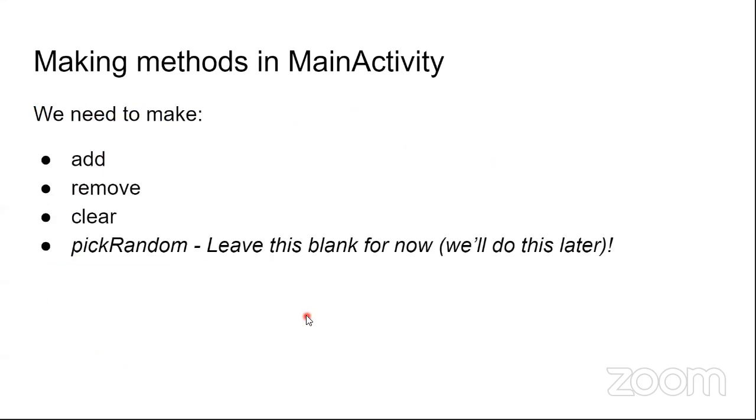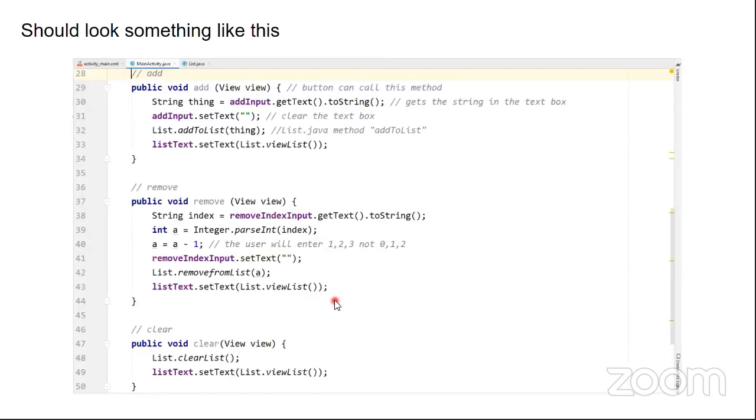So we need to make an add method or a move method and a clear method. Pick random method you could also do, but we'll do this later. I'm not sure we'll get to it. So yeah. So after you code that, it should look something like this.